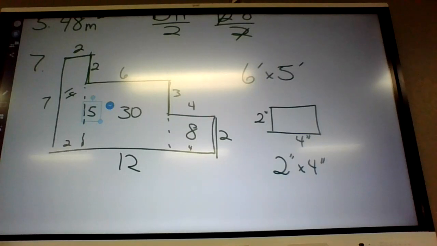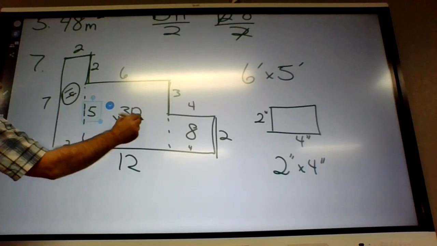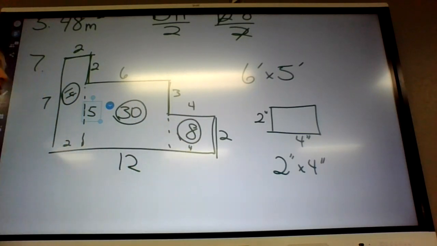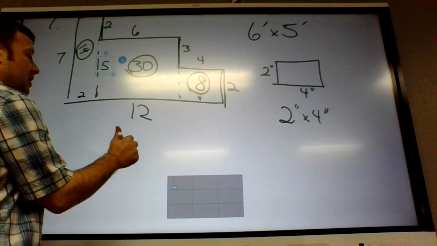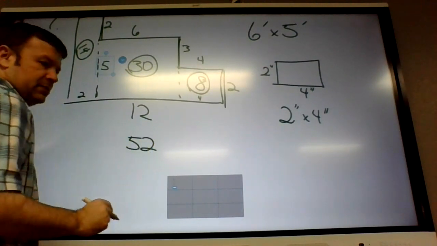Anyways, so the total area of this shape is all 3 of these areas added together. 3 little rectangles. So what's 14 plus 30 plus 8? 52.